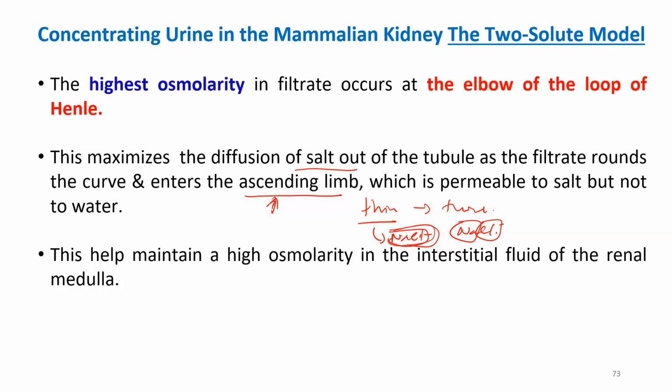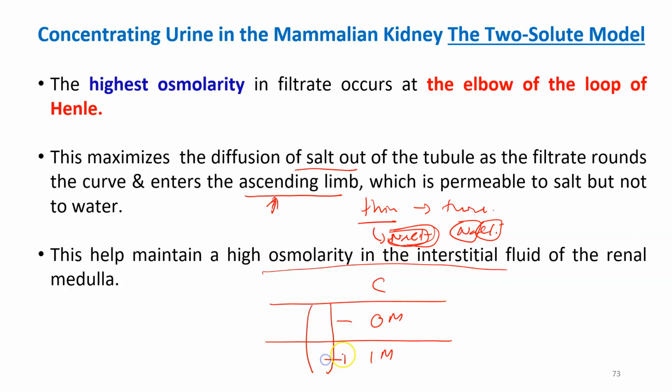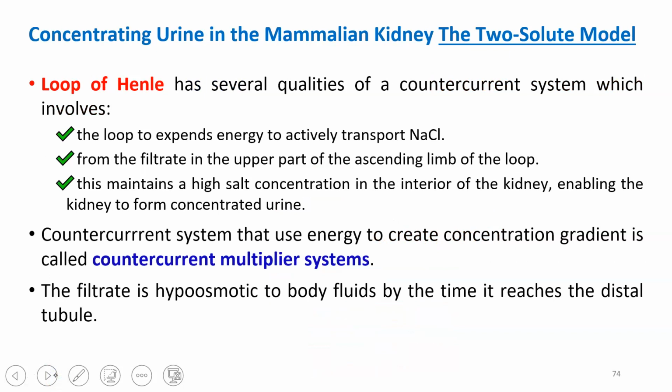So this helps maintain a high osmolarity in the interstitial fluid of the renal medulla. So kita ada region tadi, kan. Kita ada cortex, kita ada medulla, outer medulla dengan inner medulla. Sebab apa? Sodium chloride keep on moving out, okay, in the inner medulla and also in the outer medulla region. So this causes the interstitial fluid osmolarity to increase. Okay, to increase. Sebab apa? Adanya pergerakan sodium chloride keluar daripada filtrate kepada interstitial fluid.